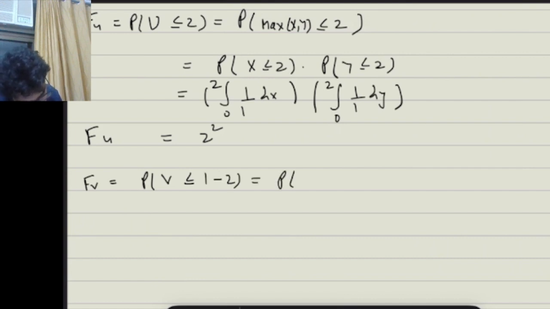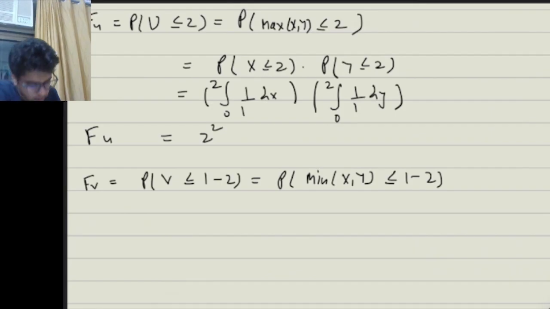So probability of min of x comma y less than or equal to 1 minus z. Now for this, the min of x comma y is less than or equal to 1 minus z. So this we can't write in the previous way. Why? Because if x is less than or equal to 1 minus z, then that does not mean that y is also less than or equal to 1 minus z.